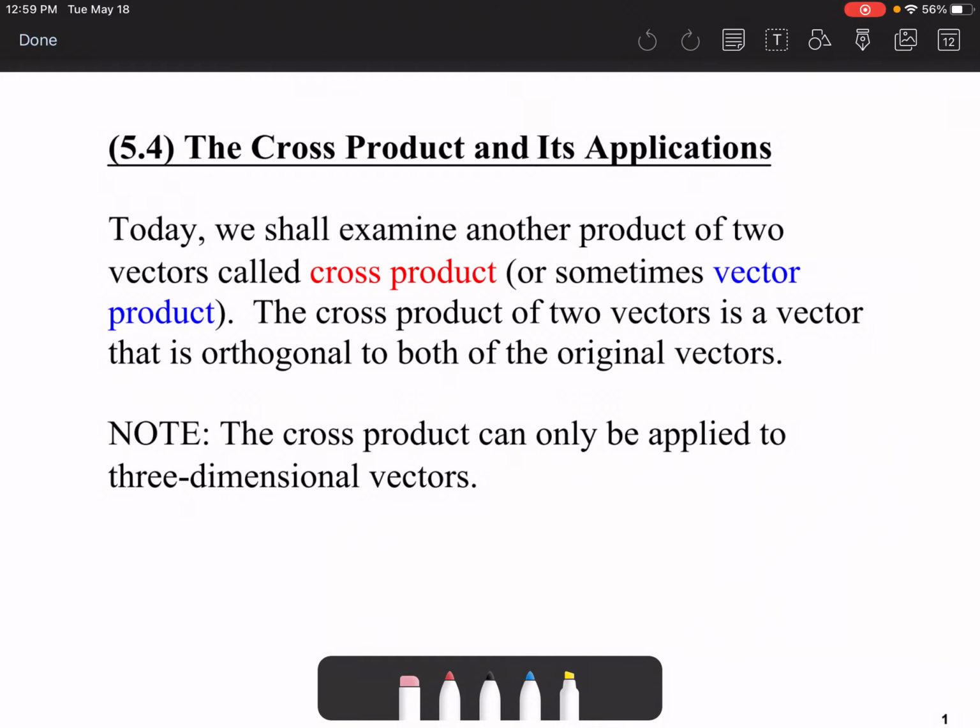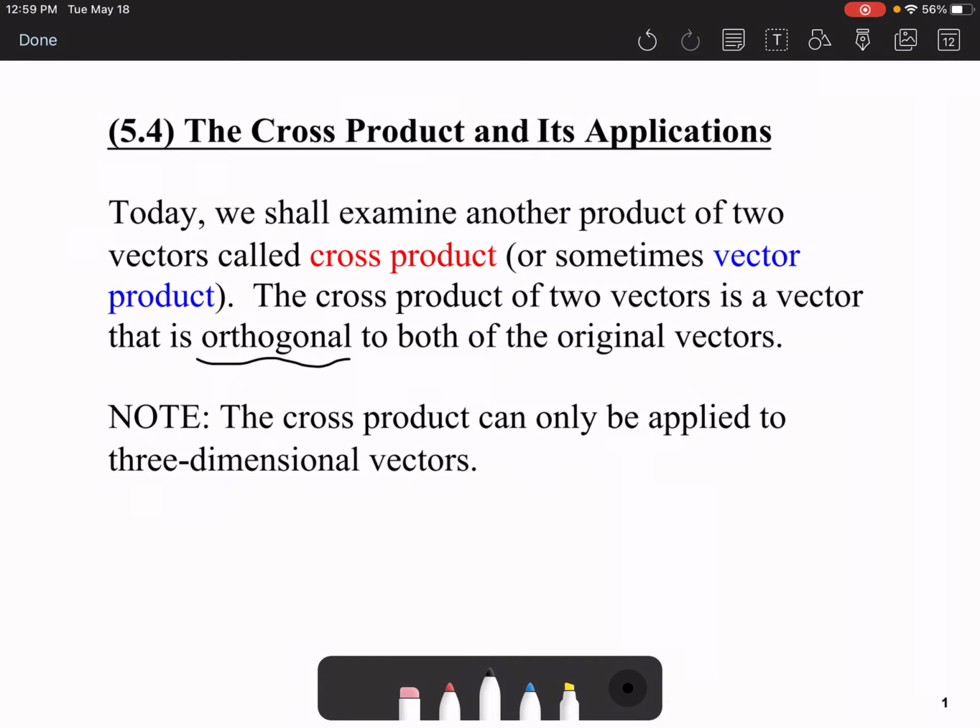Hello and welcome to lesson 5.4, the cross product and its applications. So today we're going to investigate another type of product between two vectors called the cross product, or sometimes also called the vector product. The cross product of two vectors is the vector that is orthogonal to both of the original vectors. So note, the cross product can only be applied to three-dimensional vectors.